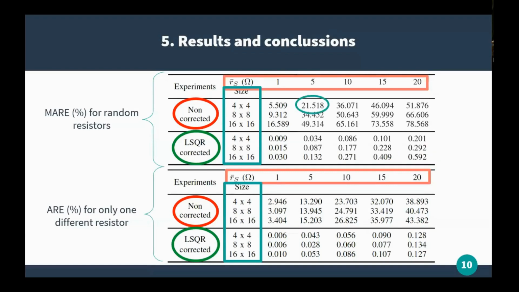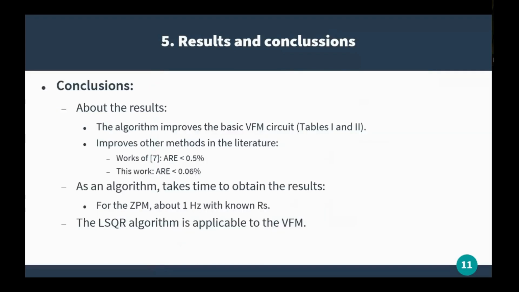And for example, for the basic circuit, the mean absolute relative error for a mean switch resistance of 5 ohms is 21.5%, while after correcting, the corresponding error is 0.03%. And then in the one different resistance scenario for an 8x8 sensor array, the corrected case goes down to 0.1%. So the efficiency of this algorithm is demonstrated.